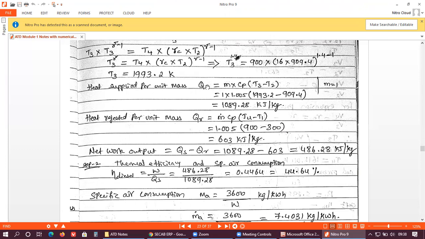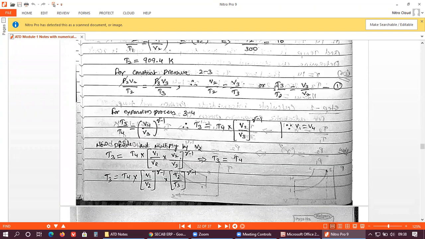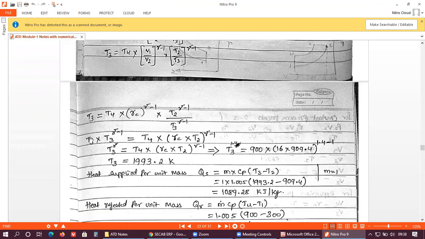So these are the two expressions for heat supplied and heat rejected, right? In order to find these two values, temperature parameters are required. T2 and T3 are required. No doubt T1 and T4 are given in the problem, but T2 and T3 have to be calculated. To calculate T2 and T3, you have to use the isentropic process relations. From one equation you calculate T2, and from the other you calculate T3.